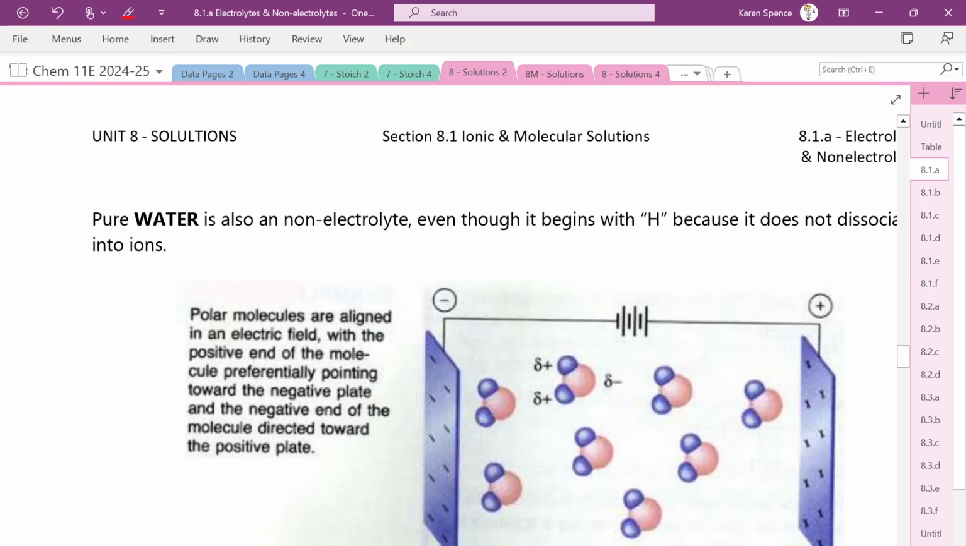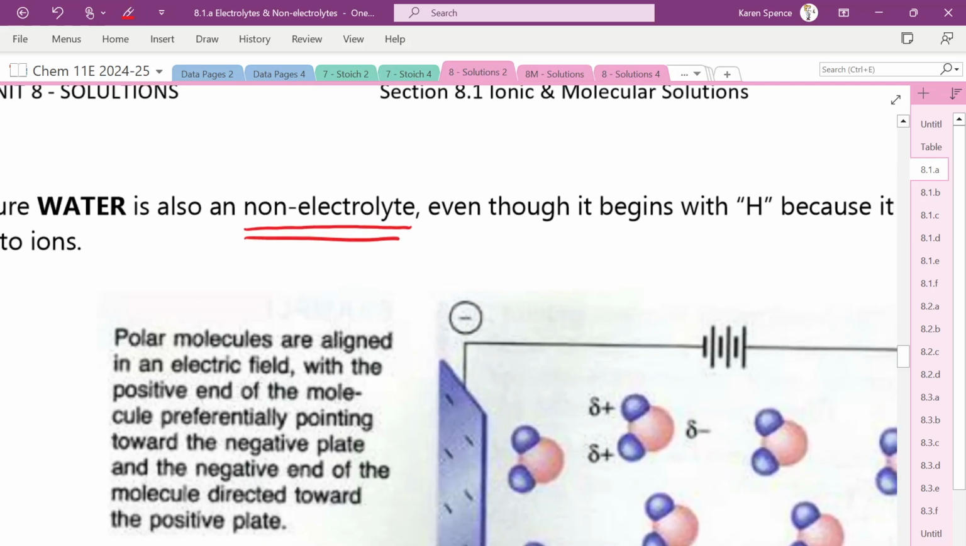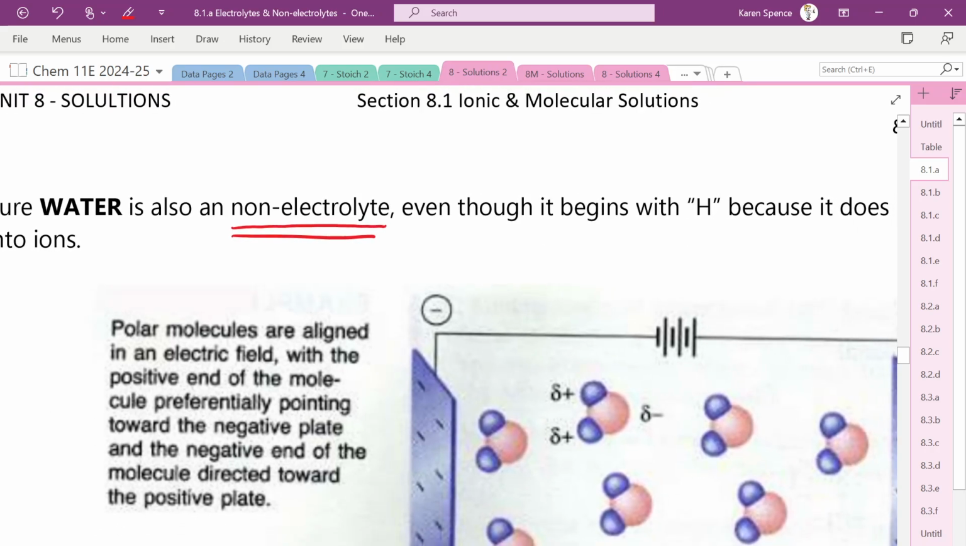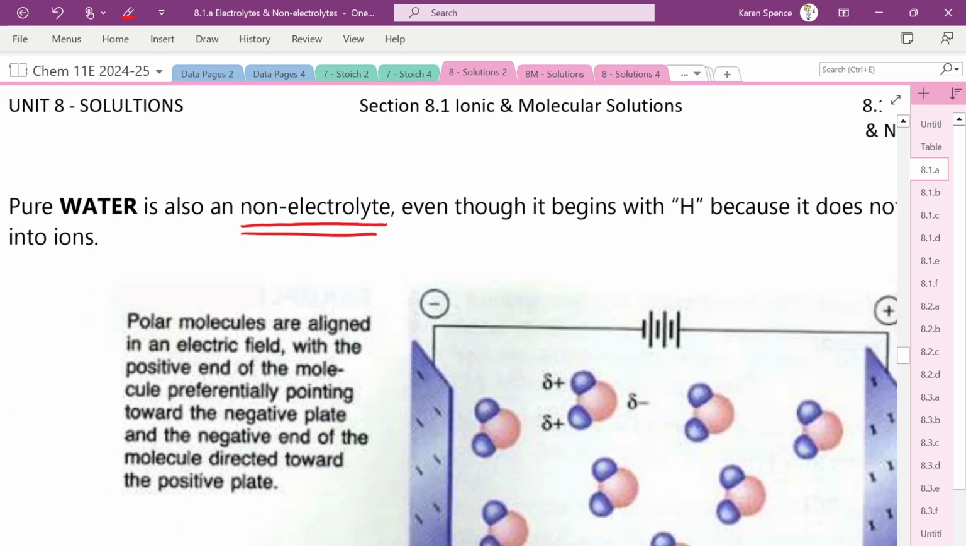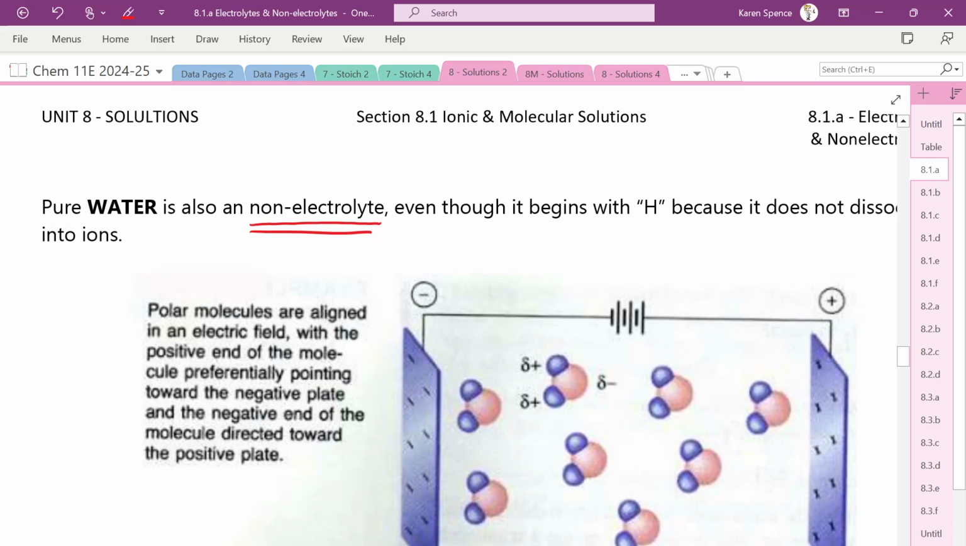Okay, so pure water, which is a covalent compound, is a non-electrolyte. Even though it does begin with an H, it does not dissociate into ions. We'll learn that I'm lying to you a little tiny bit because in grade 12, we'll learn that it does dissociate, but only a little itty bitty bit, not really enough to conduct electricity. Okay?